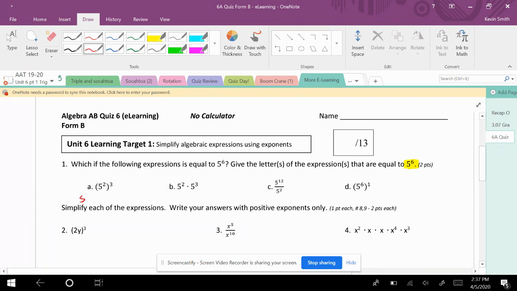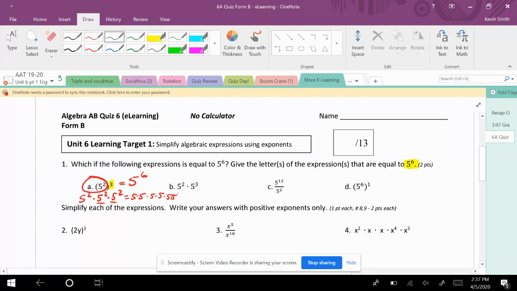This will be 5 squared 3 times, because that's what this cube is doing. And so that is 5, 5, and then 2 more 5s, and then 2 more 5s. And that ends up being 5 to the 6th. So A is correct. Let's look at B here.